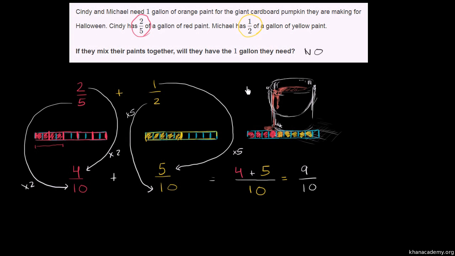Now another way you could have thought about this, you could have said, hey look, 2/5 is less than a half. And you could even visualize that right over here. So I have something less than a half plus a half, I'm not going to get a whole. So either way you could think about it, but this way at least we can think it through with actually adding the fractions.